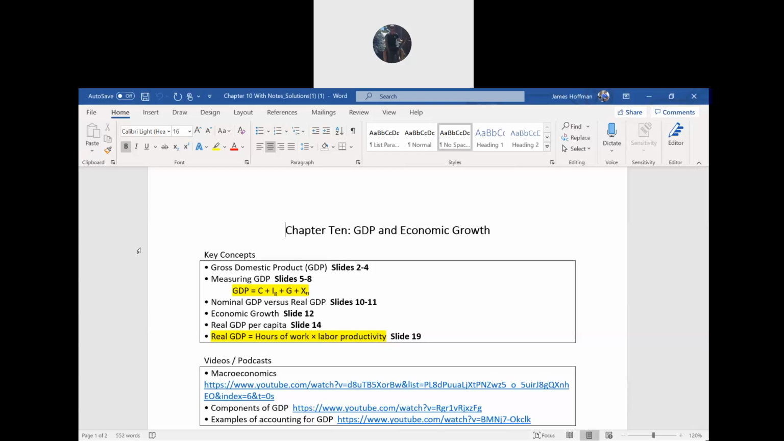All right, let's get started with macroeconomics. So chapter 10, GDP and economic growth. The very first thing we're going to learn in macroeconomics is something you're probably familiar with. If not, we'll spend some time on it. That's gross domestic product. Let's introduce the definition of gross domestic product, and let's talk about how we account for and measure it. Let's start with this on slides 2 to 4.